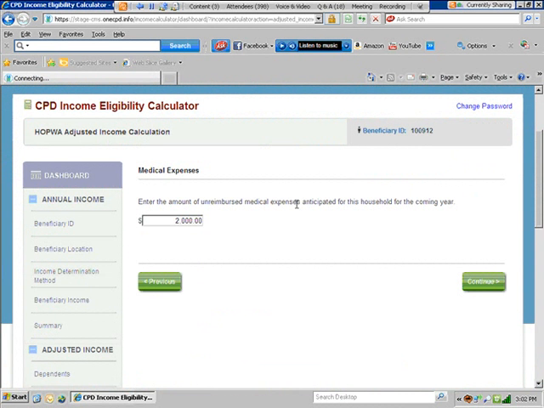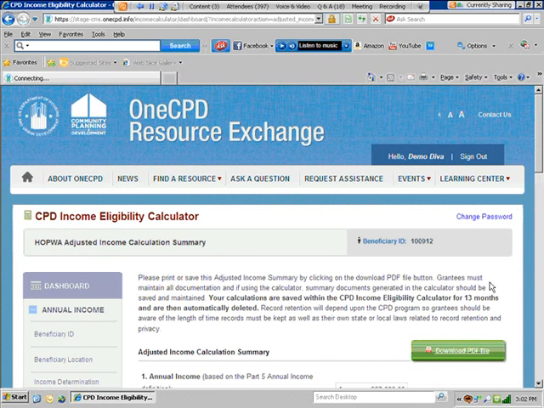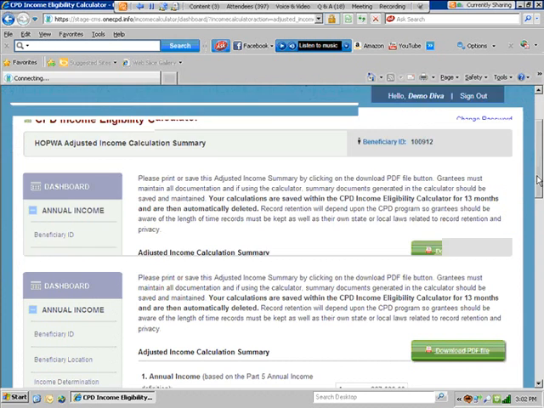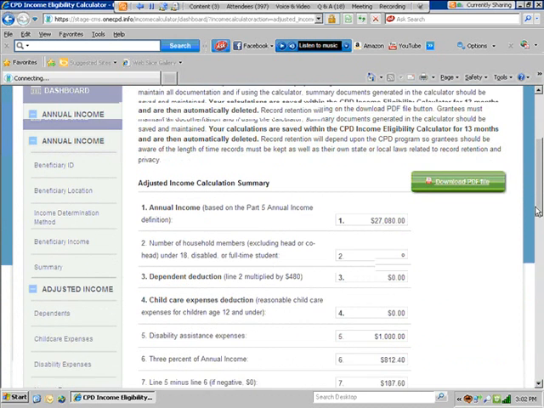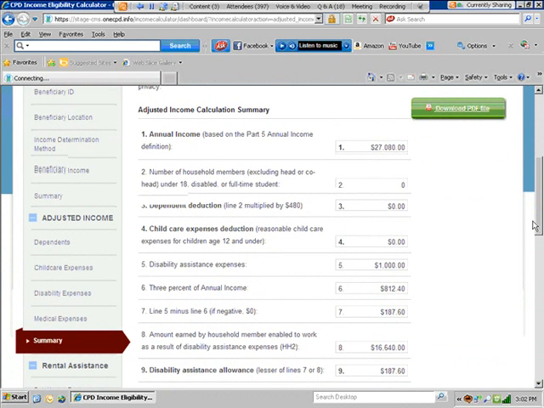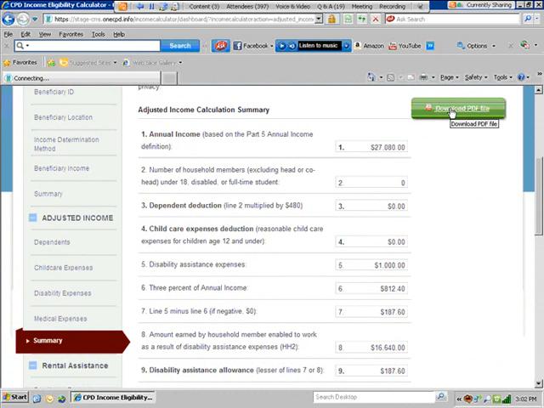Not just disability expenses, but because this is a disabled household, they are eligible for medical expenses. So in this case, it's $2,000 for medical expenses. The list of medical expenses is provided for you in the user manual, but things like services, prescription, non-prescription, dental, eyeglasses, et cetera. And for all of us, we have unreimbursed medical expenses, but obviously this household really needs the assistance. So this is our adjusted income calculation summary. Again, we can download to a PDF.